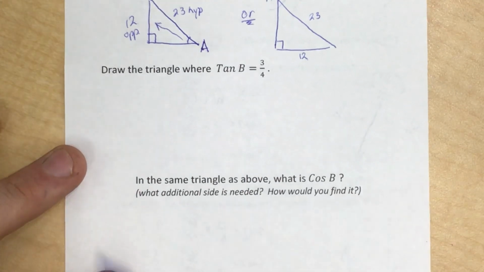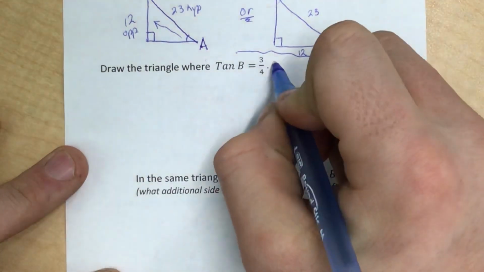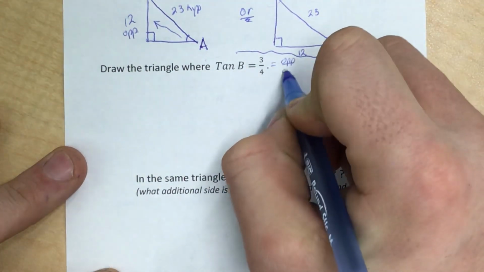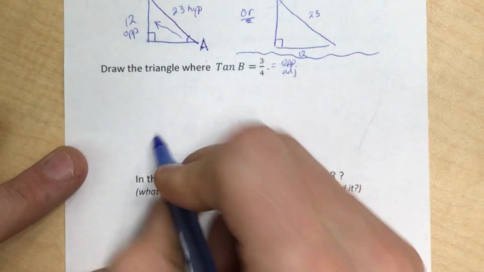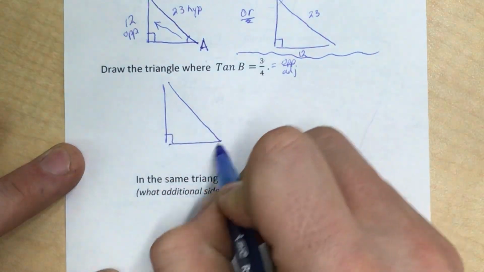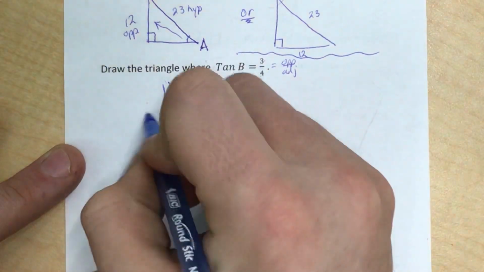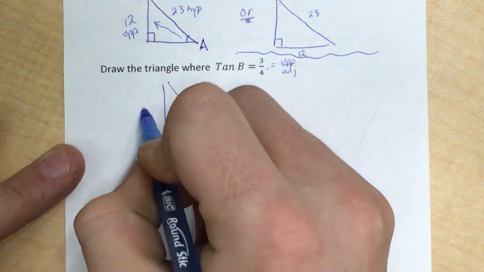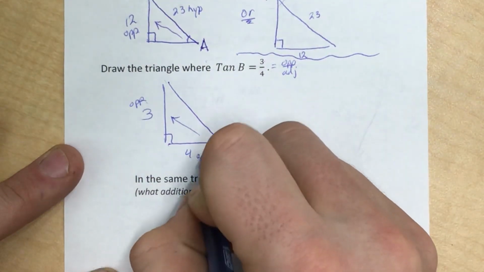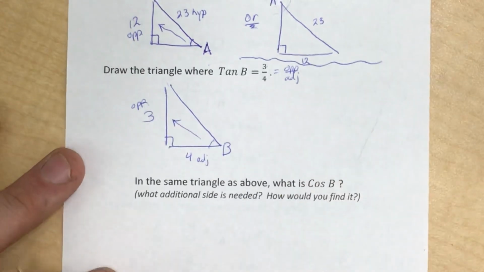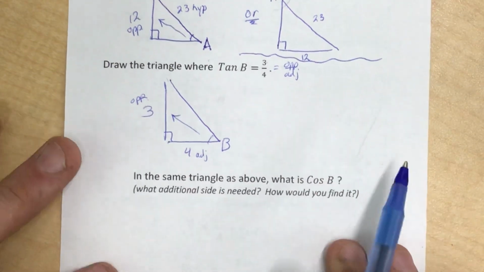Next example. We're going to jump to the tangent. Tangent, again, TOA. So this is equal to the opposite over the adjacent. So that means in this right triangle, 3 is the opposite, 4 is the adjacent. So I'm going to draw a right triangle where, just for this case, I'm just going to leave B. I'm not going to draw two triangles. The opposite of B is going to be 3, and then the adjacent to B is going to be 4. And we don't know the hypotenuse, so we leave it blank. So that's just a drawing for the tangent of an angle B that has 3/4 as its ratio.